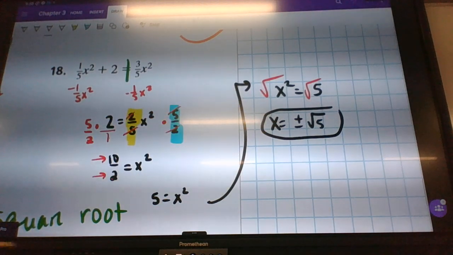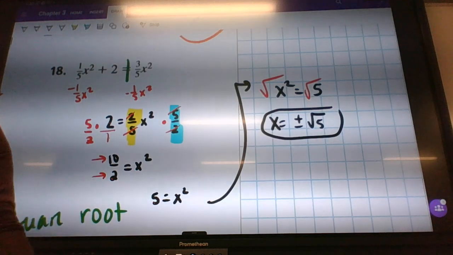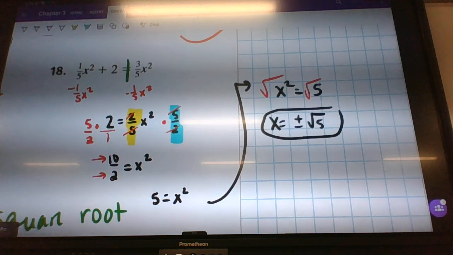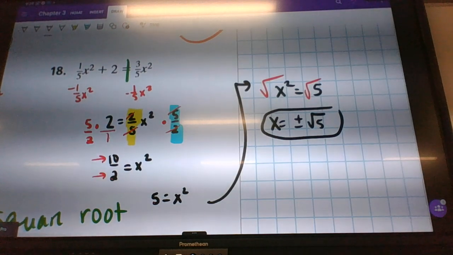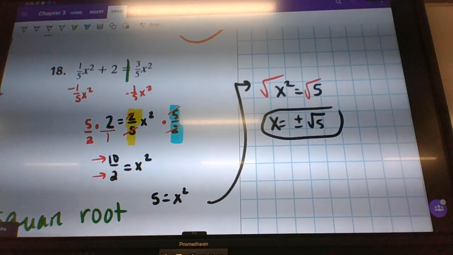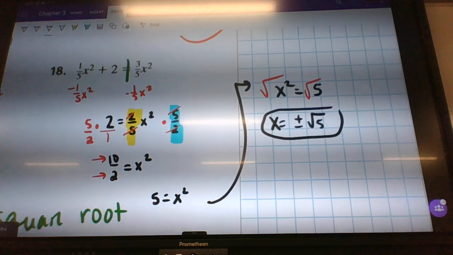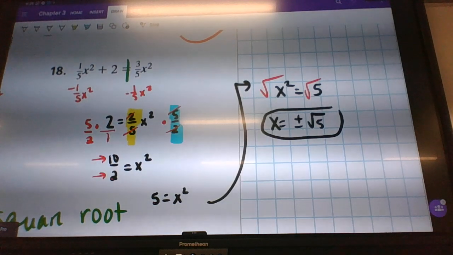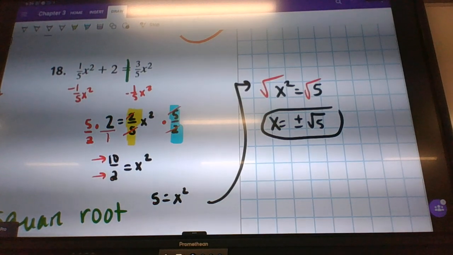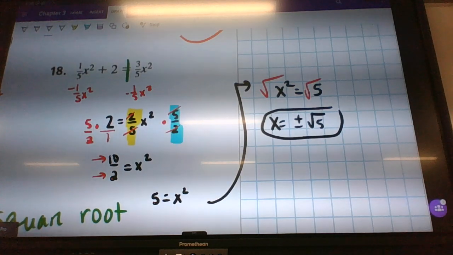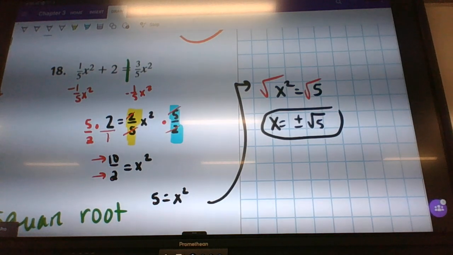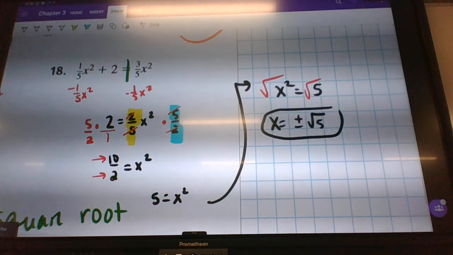x squared is 5, square root. And then you don't actually square root 5. You just leave the radical there, plus or minus square root of 5. So this is plus and minus the square root of 5. Leave it like that. Which one should I zoom in on next?